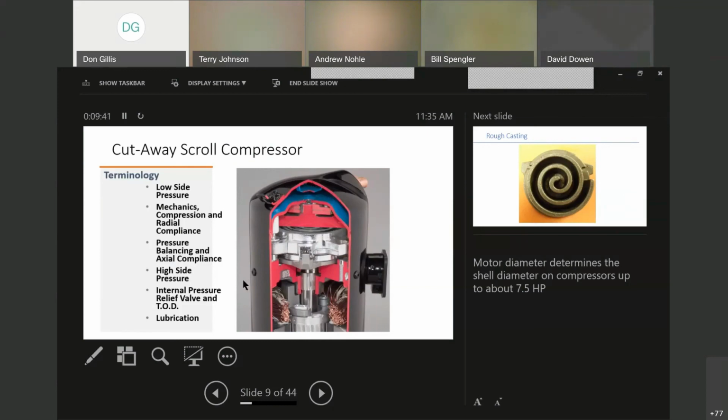And on the protection devices, we're going to talk about the internal pressure relief valve, or IPR, and then the TOD, the thermal operating disc. One is based on pressure, and the other one is based on temperature. And then we have our good old lubrication, and we'll talk heavily about that.